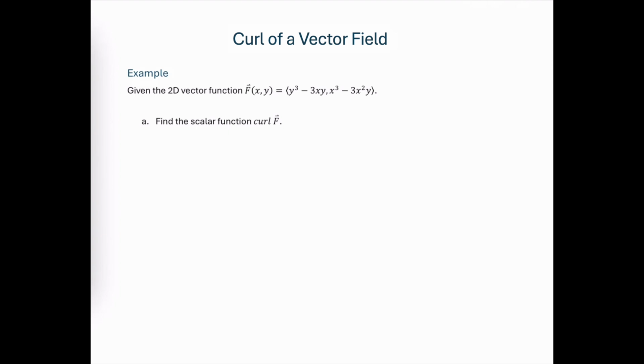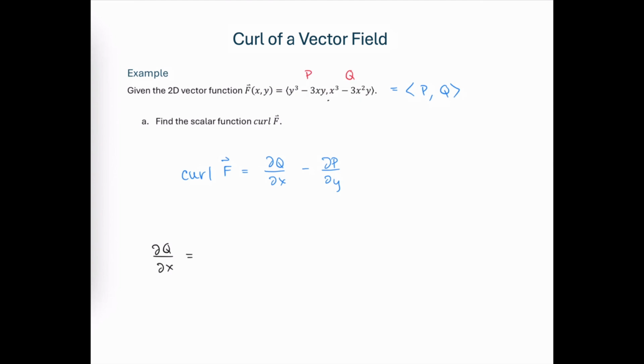Given this two-dimensional vector field, let's find the scalar function that is the curl of f. The formula for calculating the 2D curl is partial q with respect to x minus partial p with respect to y, where p and q are the scalar functions that are the components of the vector field. So this expression is p, and this is the q component.